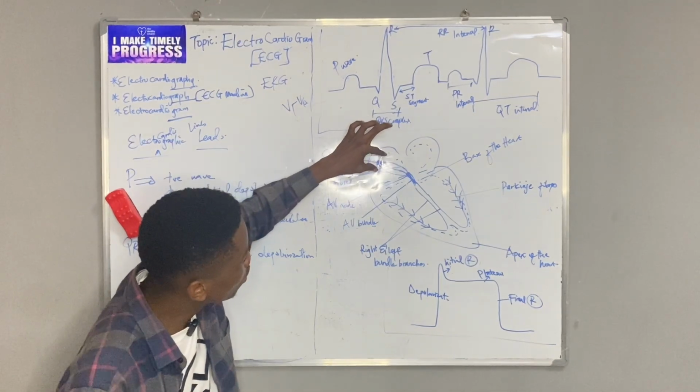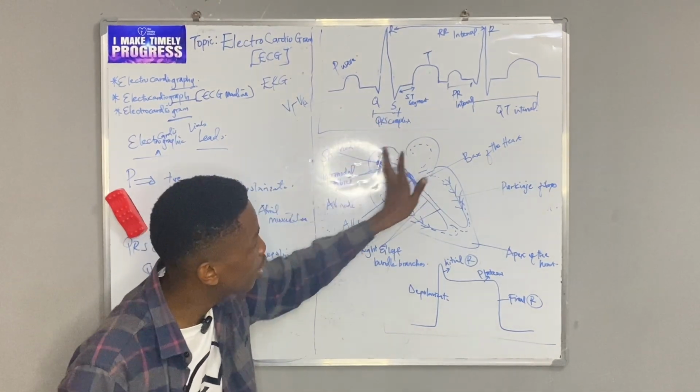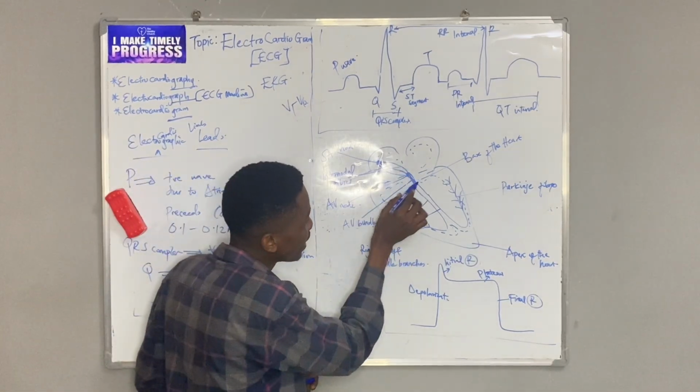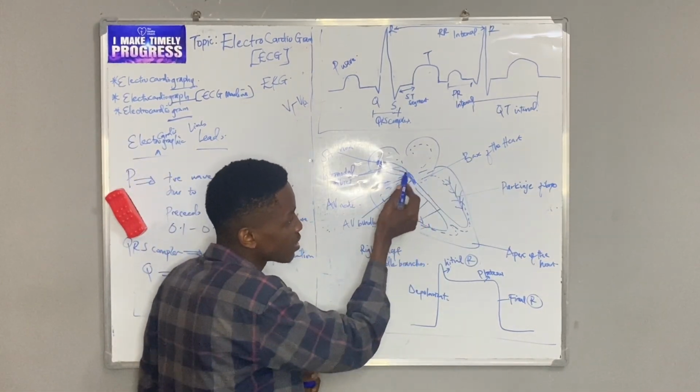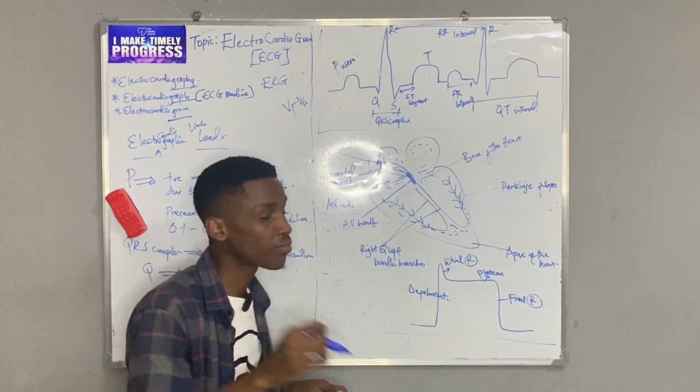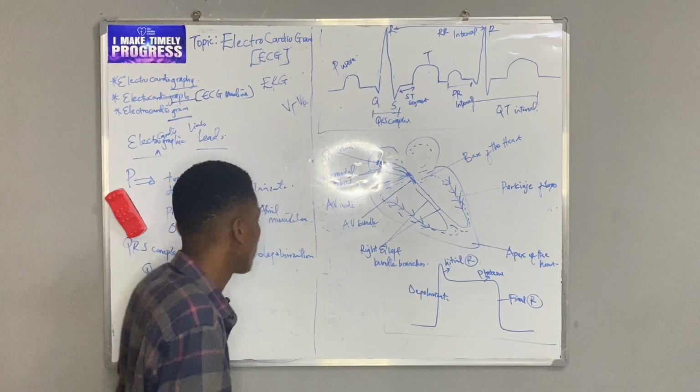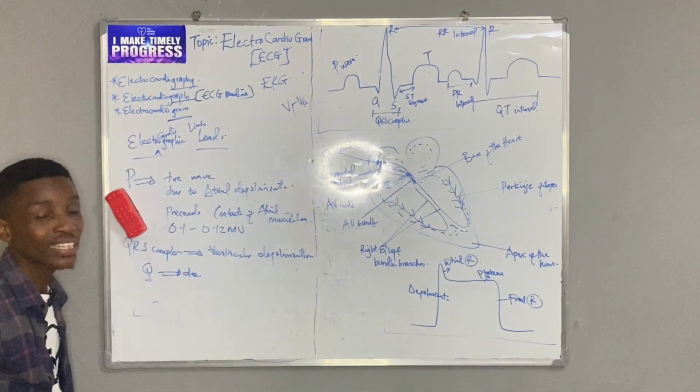So after I'm done generating the impulse, I'll depolarize the atrium. That's P wave. I now depolarize the base. Remember, this is the base of the heart. The base is always negative. So when I depolarize the base of the interventricular septum, that is called Q wave.